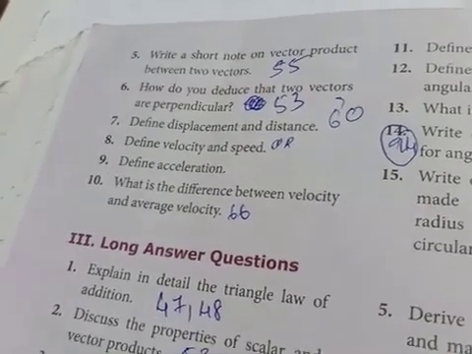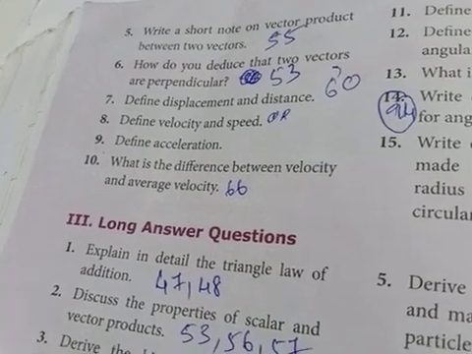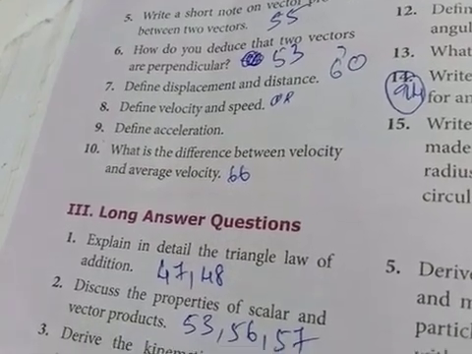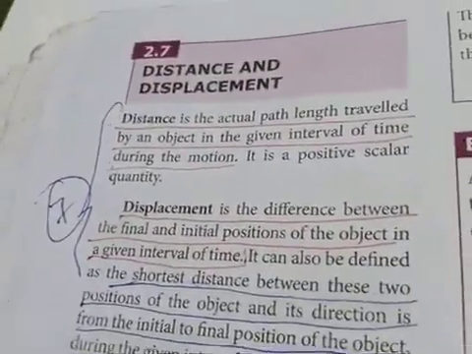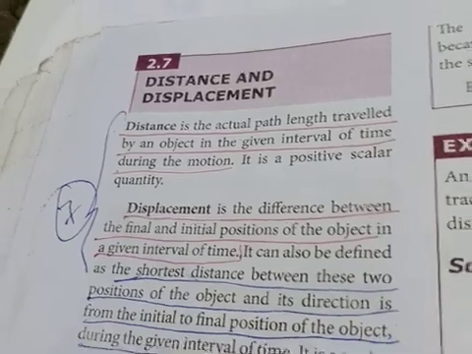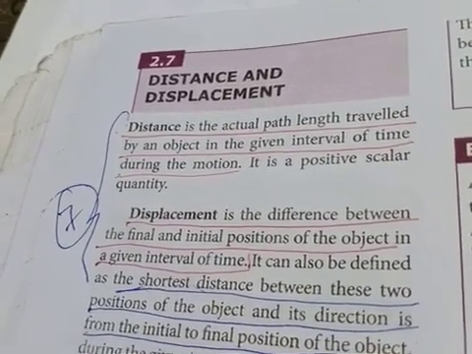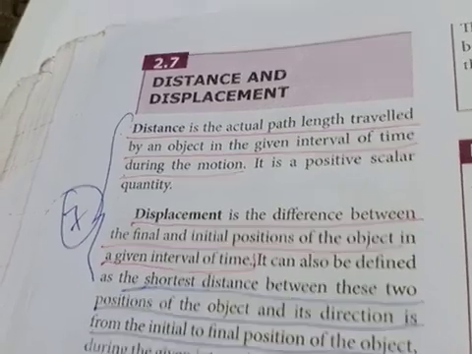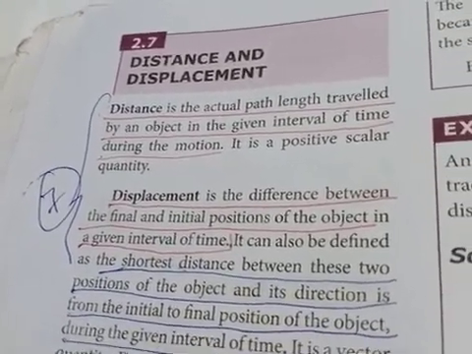Question number 7, define displacement and distance. You can see in page number 60 the distance and displacement definitions. Distance is the actual path length traveled by the object. You can see these two definitions in page number 60, so note it down. Question number 7.